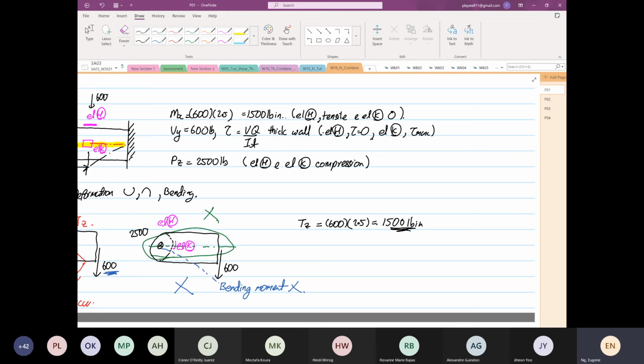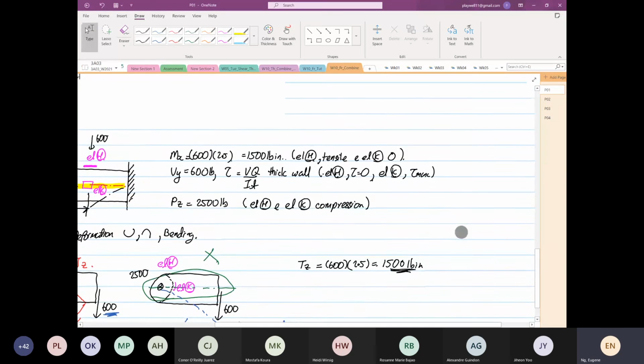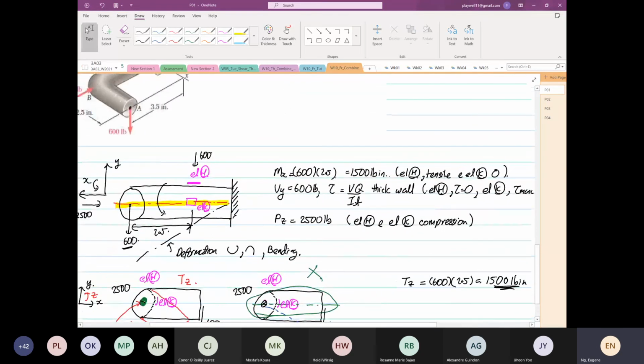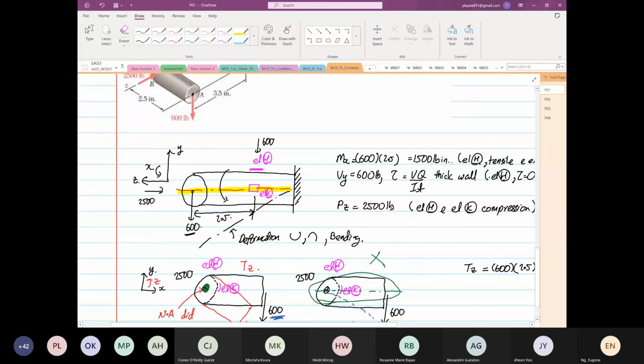I will come back to this question, but I will go through what Mira and Roseanne are asking. You have the shear due to the shear force and not to the torsion. But the 600-pound load causes rotation of the neutral axis. No, it causes a bending moment.